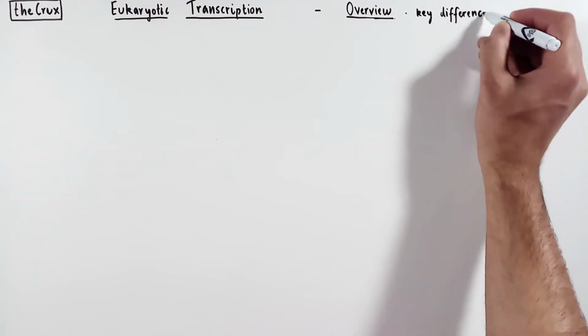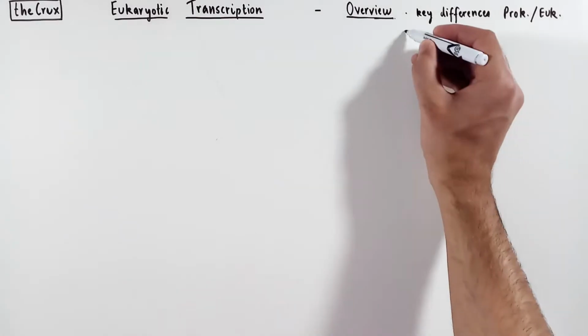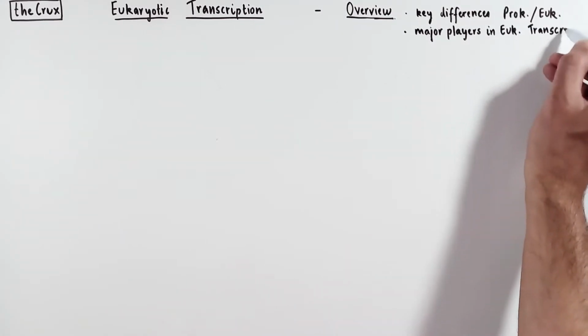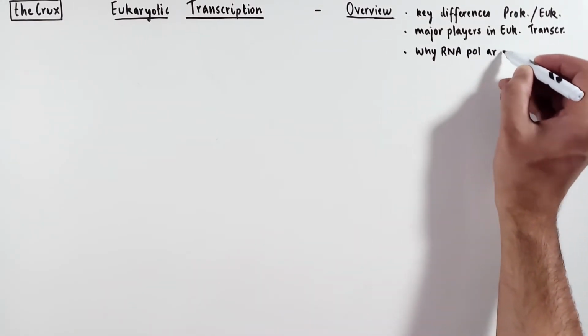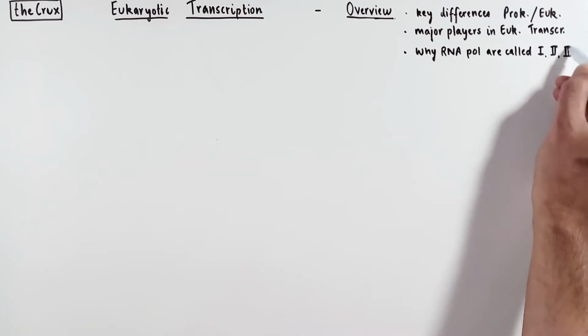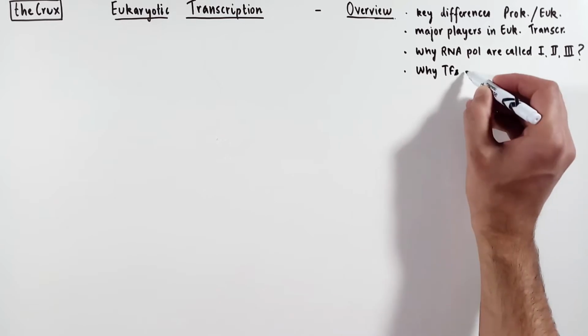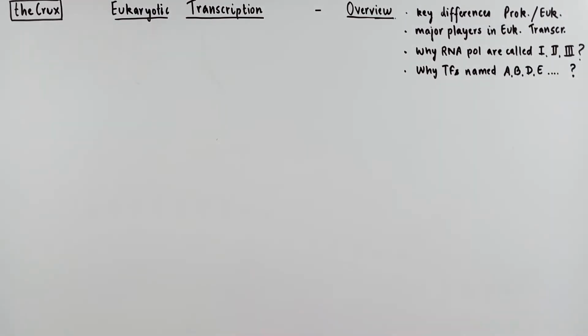In this video, we will look at the key differences in prokaryotic and eukaryotic transcription. We will expand on the major players of eukaryotic transcription. When we do this, I will also point out why RNA polymerases in eukaryotes are called 1, 2, and 3. And then we will move to describing some transcription factors and why they are called A, B, D, E, and so on. And in the end, I will touch a bit on RNA polymerase structure.